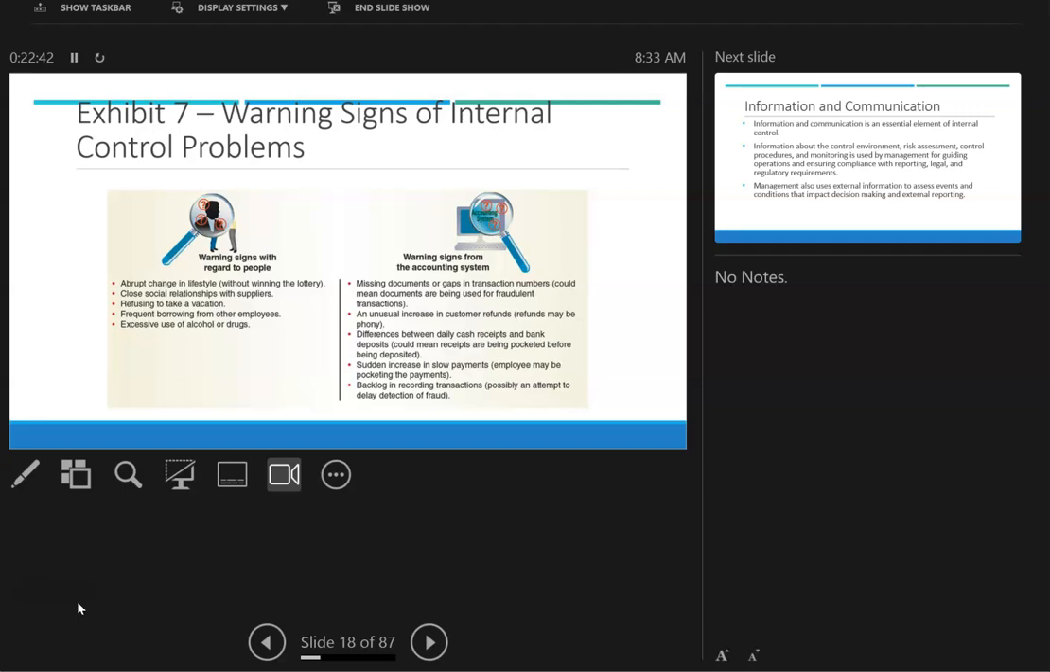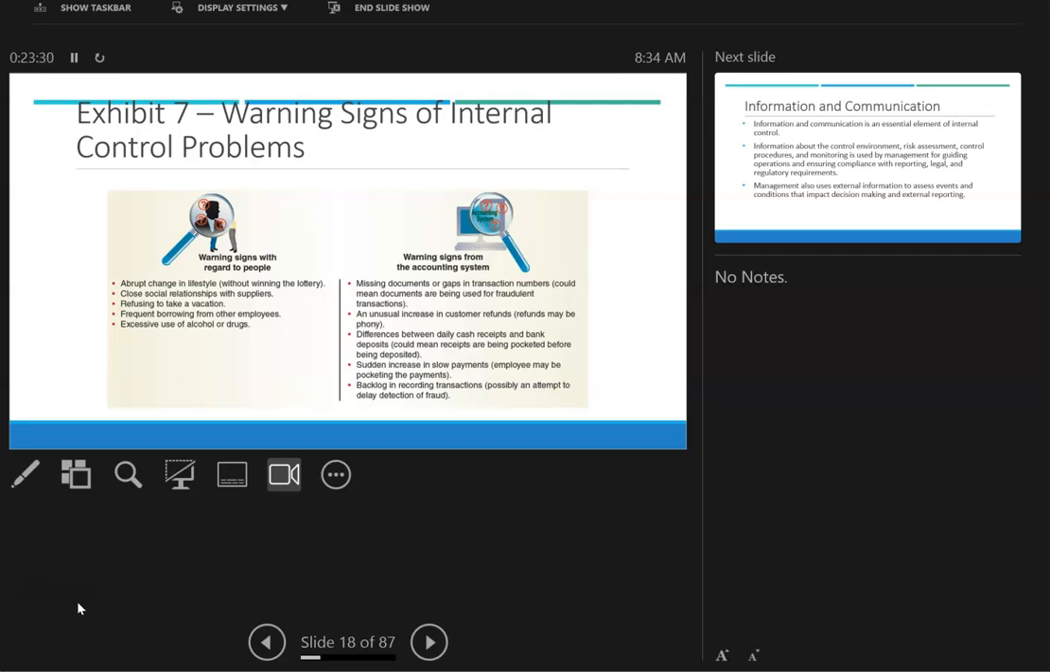What are some warning signs that there could be problems? In relation to people: abrupt change in lifestyle without winning the lottery, close social relationships with suppliers, refusing to take a vacation, frequent borrowing from other employees, excessive use of alcohol or drugs. And for the accounting system: missing documents or gaps in transactions, increases in customer refunds, or someone else getting the refunds, differences between daily cash and bank deposits, sudden increase in slow payments, backlog in recording transactions.